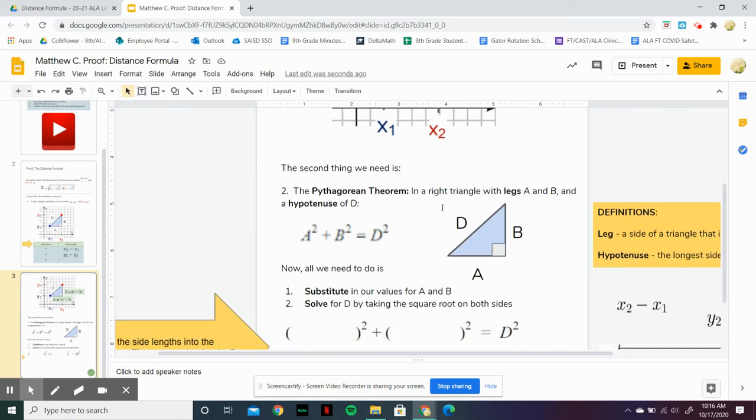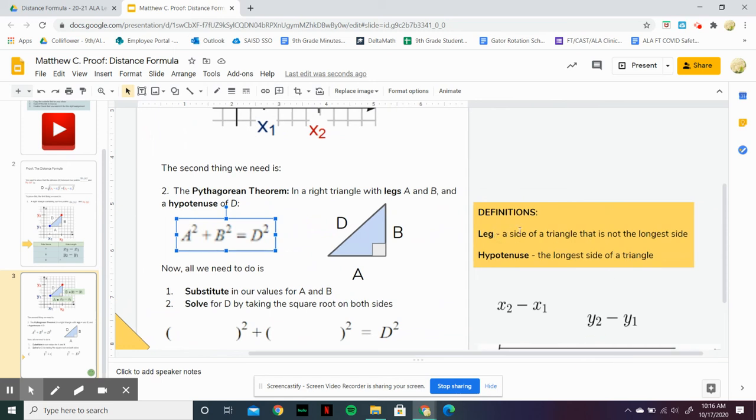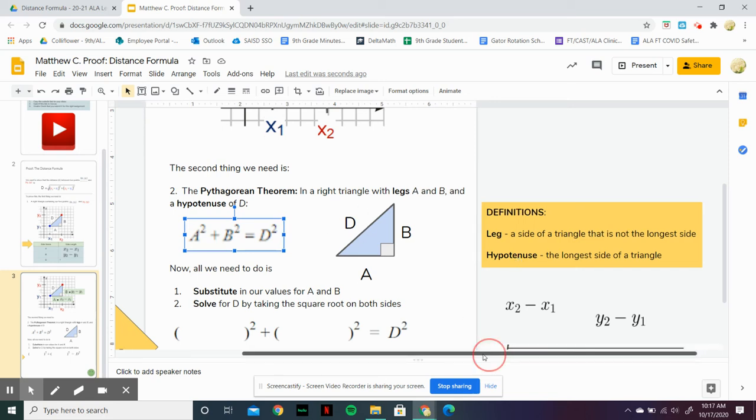The second thing that we need is the Pythagorean theorem. And we're actually going to be proving this later, but the Pythagorean theorem says that in a right triangle with legs A and B and a hypotenuse of d, A squared plus B squared equals d squared. And if you don't know what those words mean, the leg of a triangle is a side of a triangle that is not the longest side. So side A and side B are both legs, and the hypotenuse of a triangle is the longest side. So we know that side d is our longest side of the triangle.